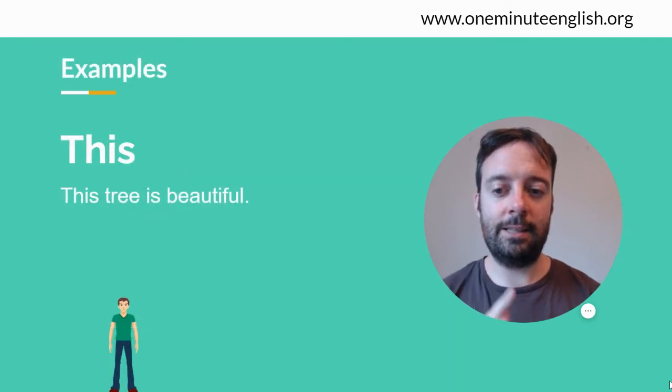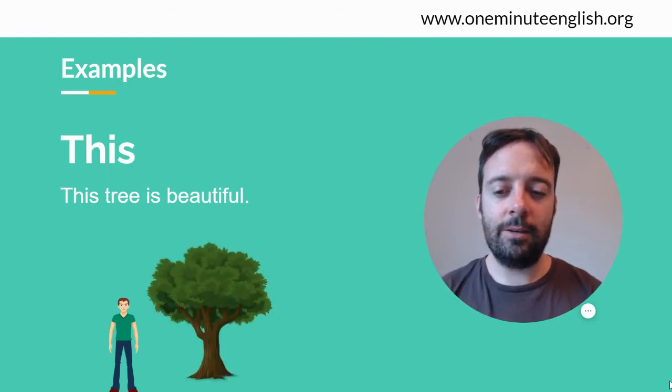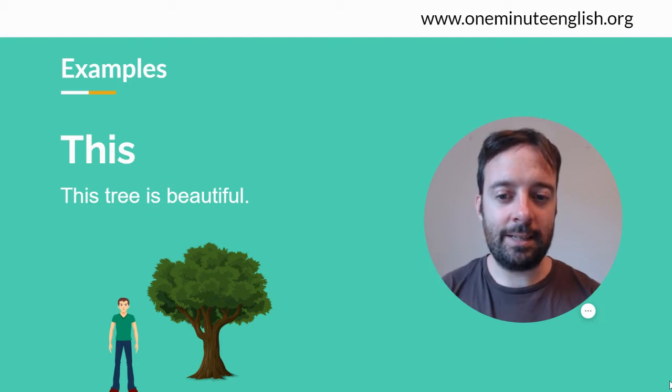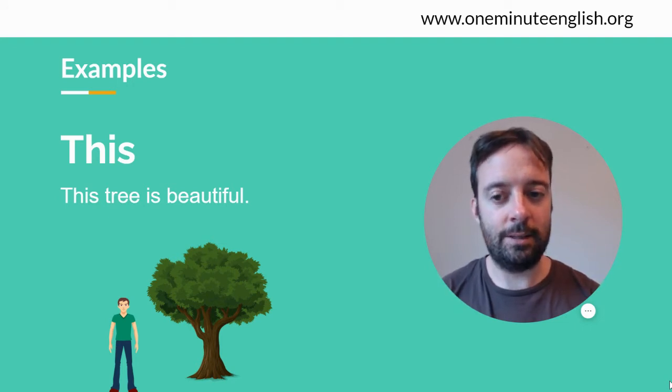Okay, so this, practice the pronunciation. This tree is beautiful. Okay, you can see that the man is standing next to the tree. Okay, the tree is the noun here, and it's singular, right? He's near the tree, and it's singular.